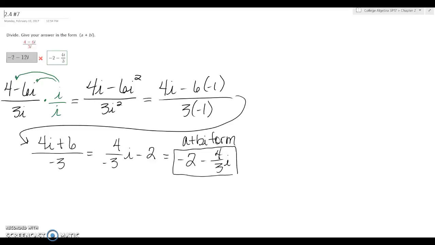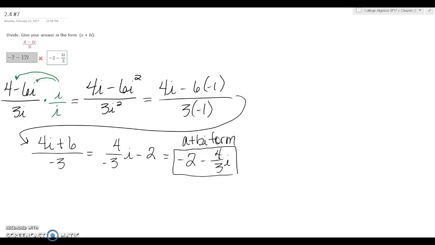In this problem, we are dividing with complex numbers. So we have the number i, and the directions do say give your answer in the form a plus bi. So when you're working with i or any radical, remember that you cannot have a radical in the denominator of a fraction.